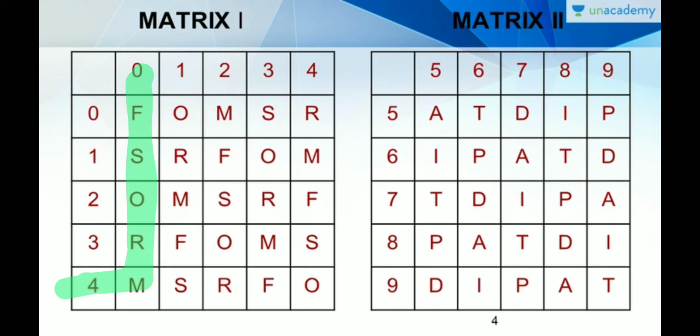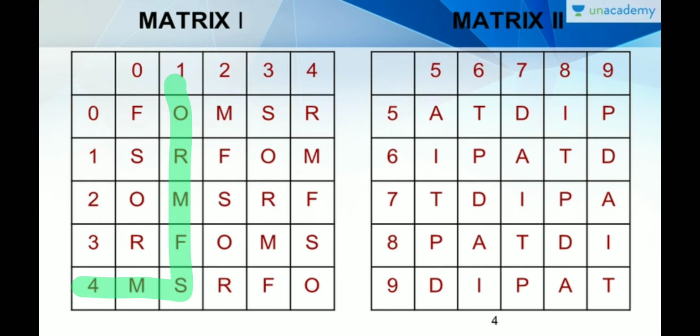Now for O, similarly we will find it. 01, 13, 20, 32 and 44. So these are the codings for O. Now S: 03, 10, 22, 34 and 41. So these are the codings for S.